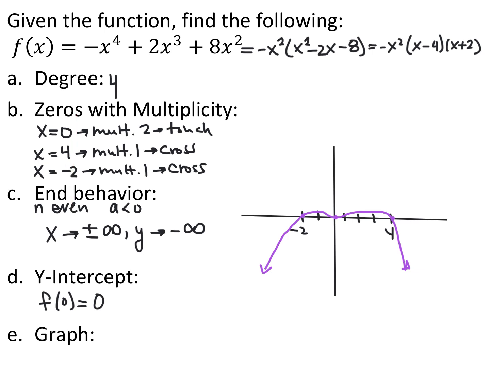So my three zeros, I have x equals 0, which has a multiplicity of 2, which means it's going to touch. x equals 4, which has a multiplicity of 1, which means it's going to cross, and x equals -2, which has a multiplicity of 1, which means it's going to cross.